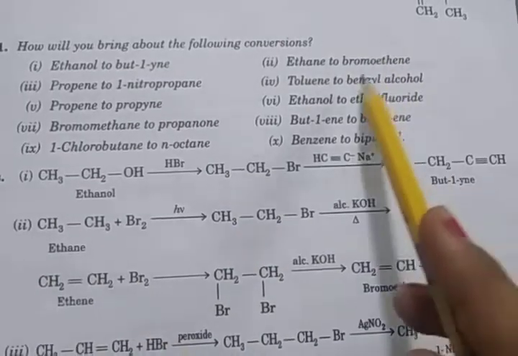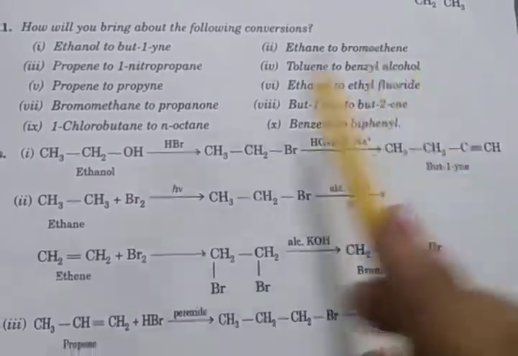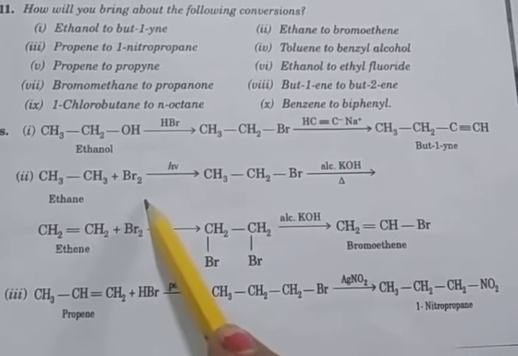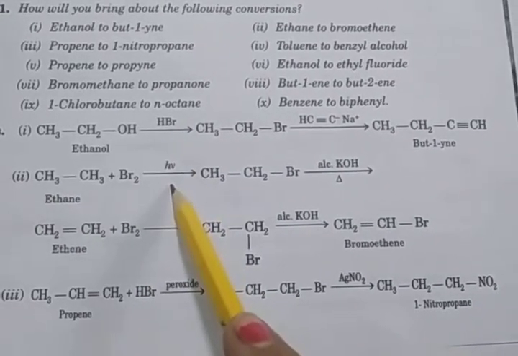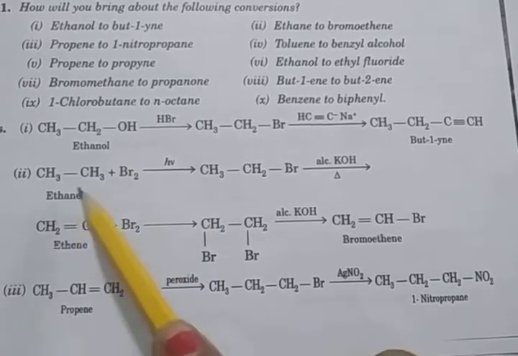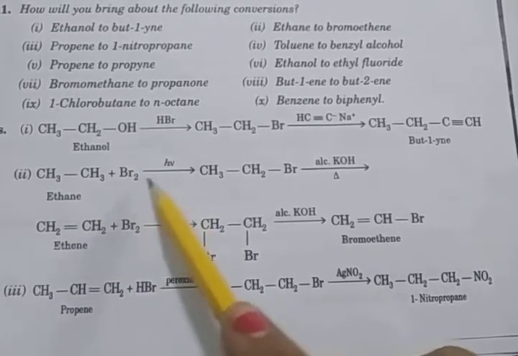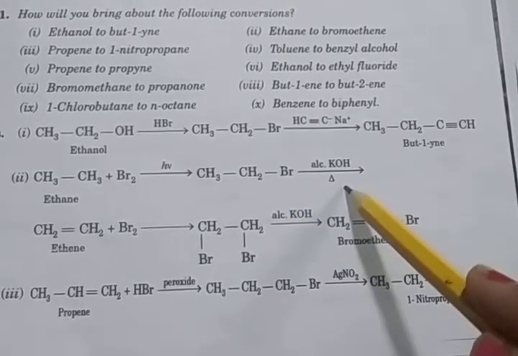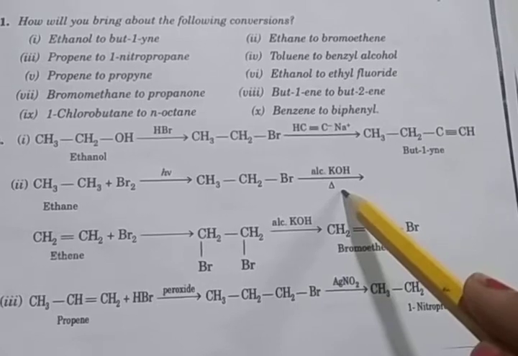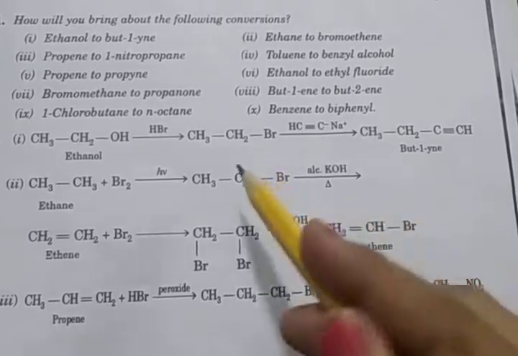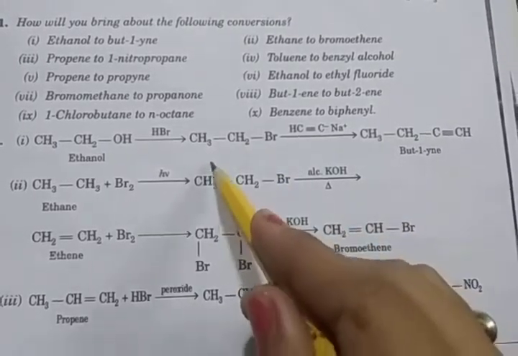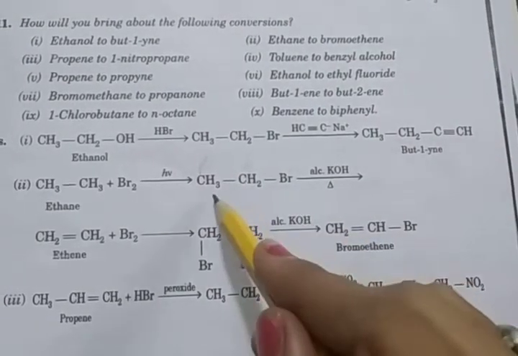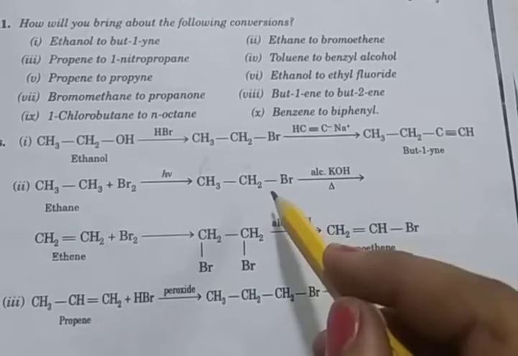Then the second one, ethane to bromoethane. Ethane CH3CH3 reacts with Br2 in the light, so Br is attached and HBr is removed, giving CH3CH2Br.